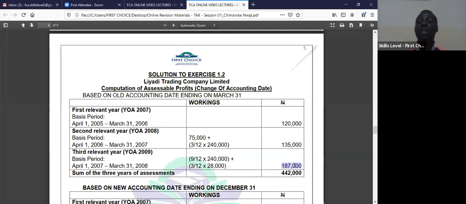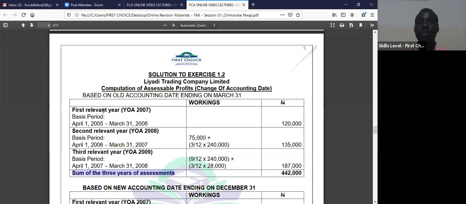So just like we did in the first commencement rule, but this time we are summing the 3 years. They're not summing just 2. In commencement rule, we are summing the 2nd and the 3rd year. But in change of accounting date, remember this is not year 1. This is first relevant year. So this first relevant year could be year 5, could be year 6, it could be year 10. It is the year that you first notice a change in accounting dates. That is what we call first relevant year.